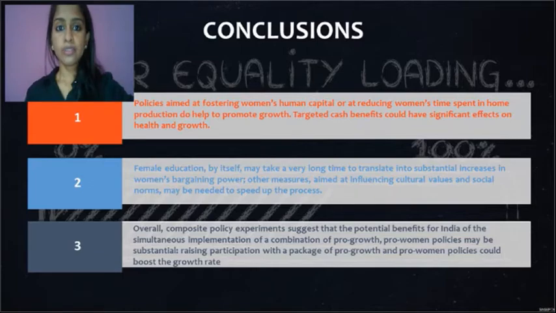Finally, overall composite policy experiments suggest that the potential benefit for India from the simultaneous implementation of a combination of pro-growth, pro-women policies may be substantial, raising participation. A package of pro-growth and pro-women policies could boost the growth rate.